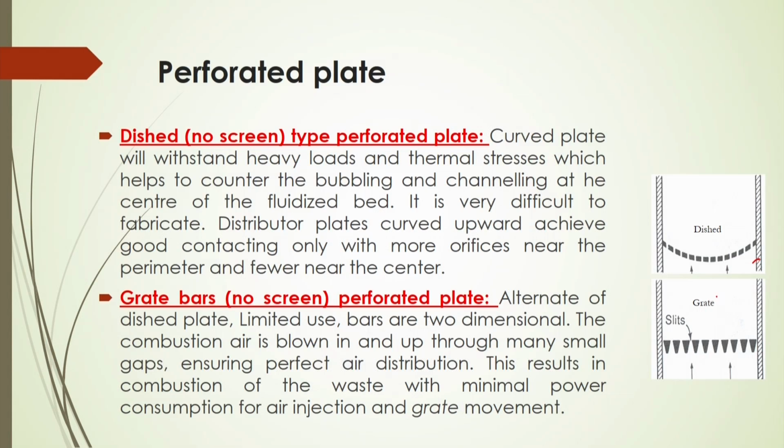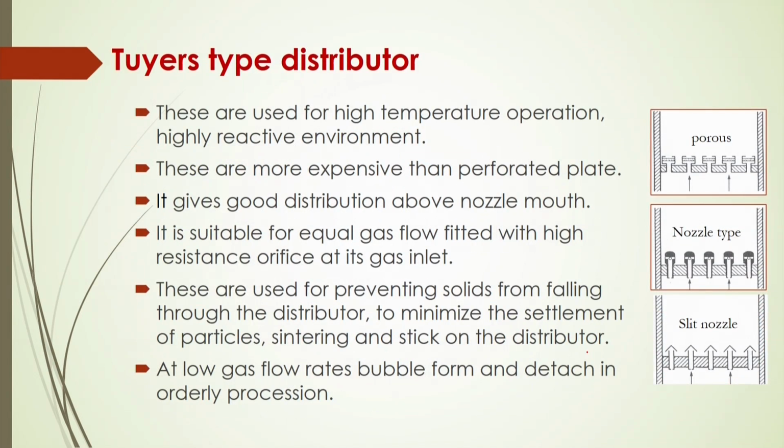This type of grate bars, which you will see in this diagram, is generally used for small scale and limited use, where perfect air distribution is required within a small scale operation, and also for minimal power consumption for air or gas distribution inside the bed. So for this purpose this type of grate bars is being used.